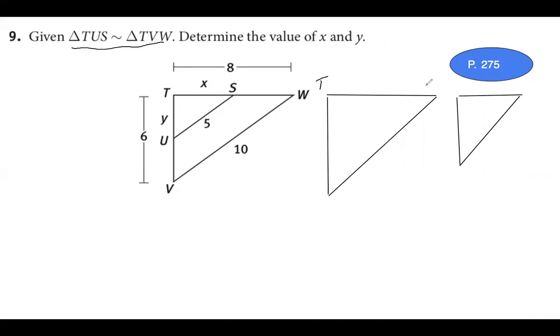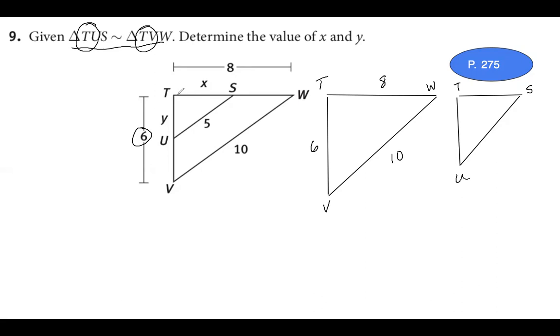So the big triangle is TWV. The little triangle is TSU. Does side TV correspond to side TU? Well, I can just check. Side TU corresponds with side TV. So yeah, they're oriented in the right way. And now I can just copy this information onto these triangles. So the distance from T to V is 6. That's what this is saying. The distance from T to W is 8. And the distance from V to W is 10, right?